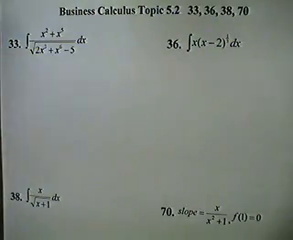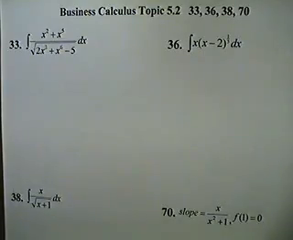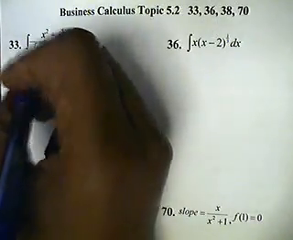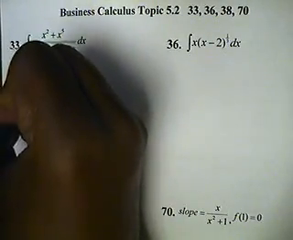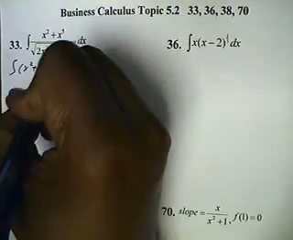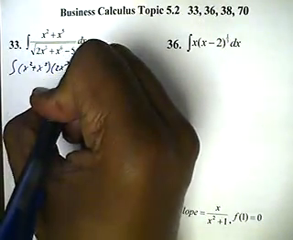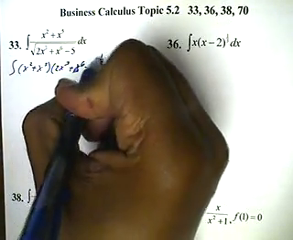Business Calculus, Topic 5.2, Problems 33, 36, 38, and 70. We want to take the antiderivative of this, so I'm going to turn this into powers. So this will be parentheses x squared plus x to the fifth, and this will be 2x cubed plus 6, or x to the 6, minus 5, all to the negative 1/2 power, dx.